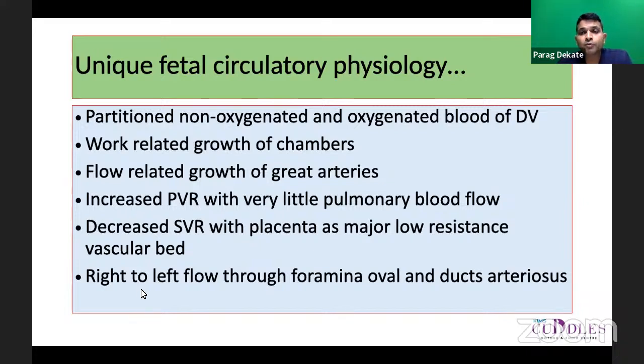And there are right to left shunts. If you see intrauterine and post-uterine or neonatal transition, intrauterine, most of the shunts are right to left. While if the same shunt persists in the neonatal transition, it will be left to right, because left pressure increases significantly, while in the intrauterine life, right pressures are higher. And that's why these shunts are left to right, which is very important for the oxygenation.